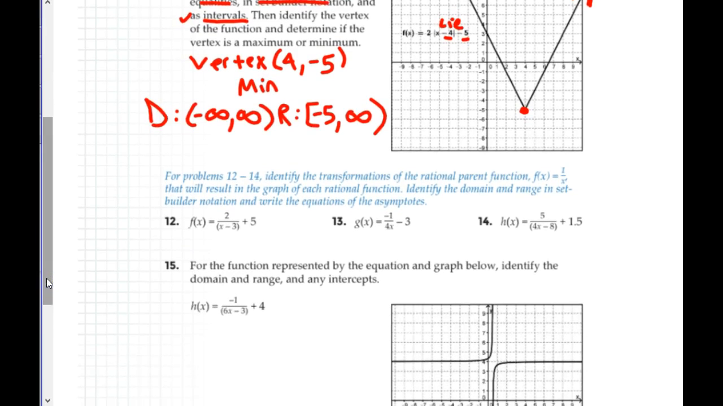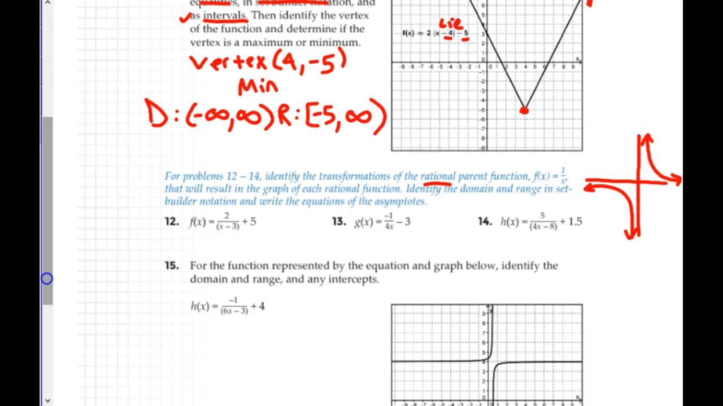Identify the transformations of these rationals. Now remember, rationals look like this. They're weird, right? You gotta graph them. Identify the domain and range. Write the equations of the asymptotes. There's not a lot of room here, but we will do our best.